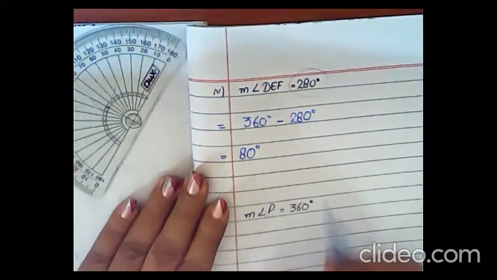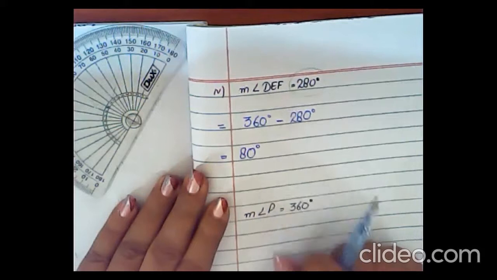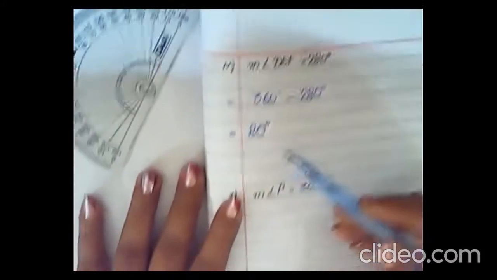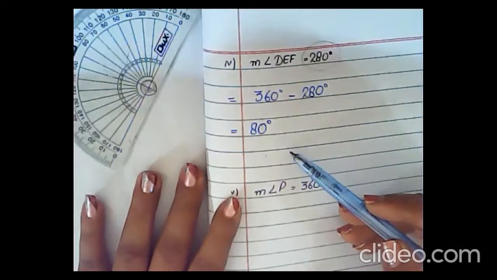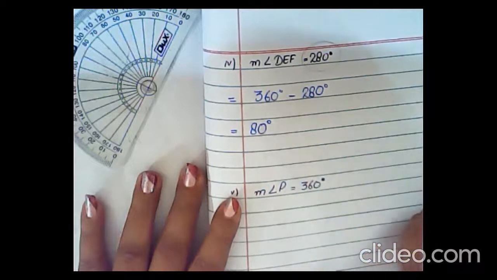Now tell me, is this a reflex angle or an acute angle? What will you write down? The name of the angle will be reflex or acute? Okay, why are we not writing the acute angle? Because the answer is 80 degree.